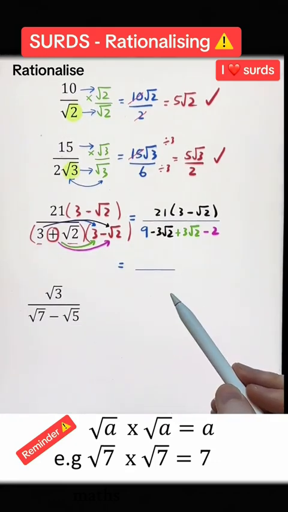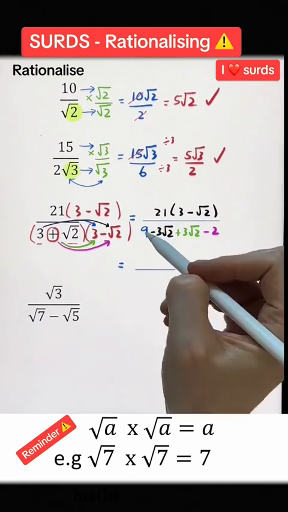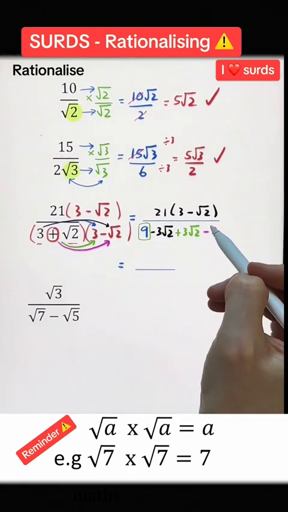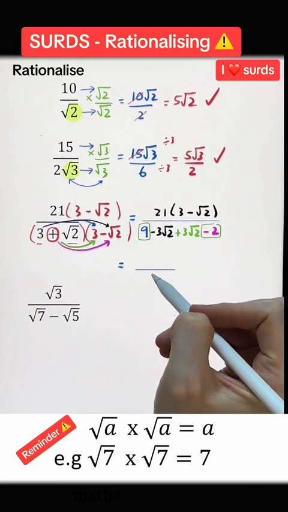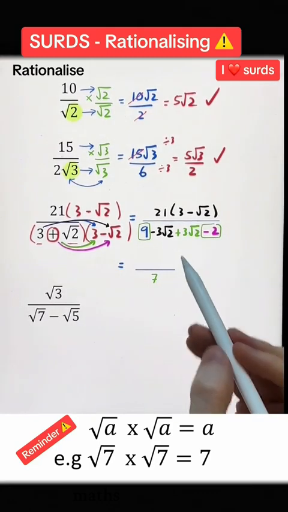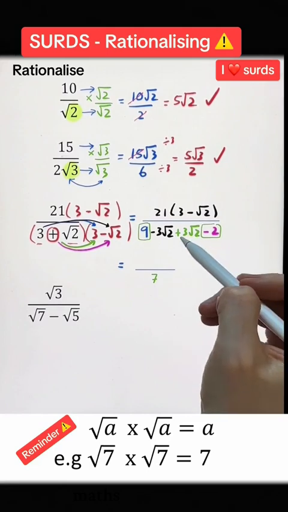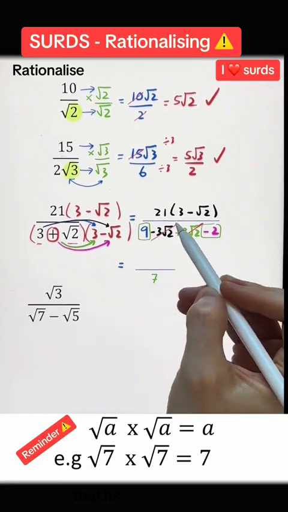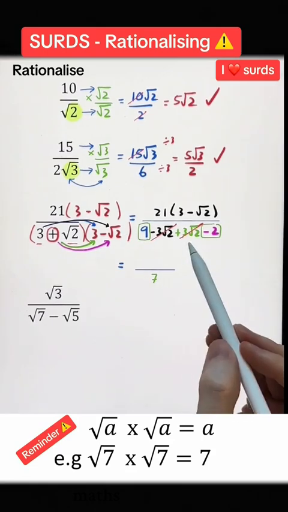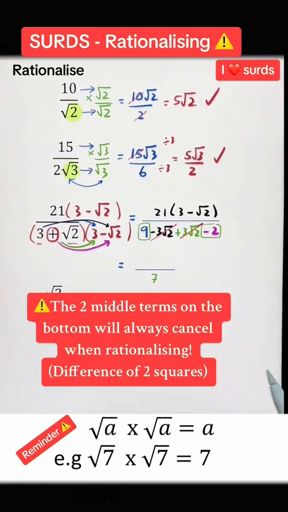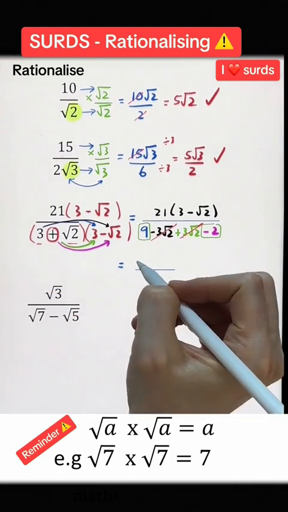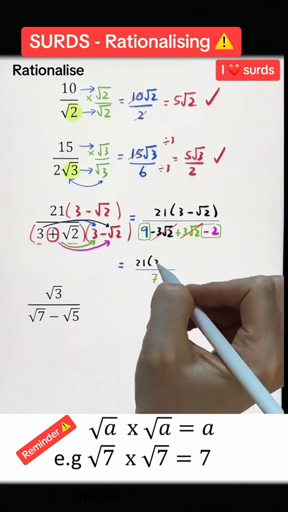Simplifying the bottom of my fraction, i.e. collecting like terms. Here I can see I've got 9 subtract 2, which will simplify to give us 7. I've got positive 3 root 2, subtract 3 lots of root 2. They're identical with different signs, so they'll cancel out. The 2 middle terms will always cancel out if you apply the method correctly. And on the top, I've still got 21, and in single brackets, 3 minus root 2.